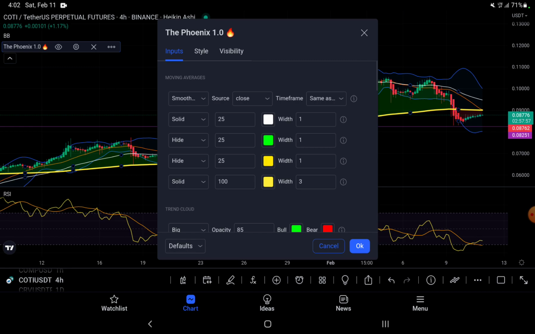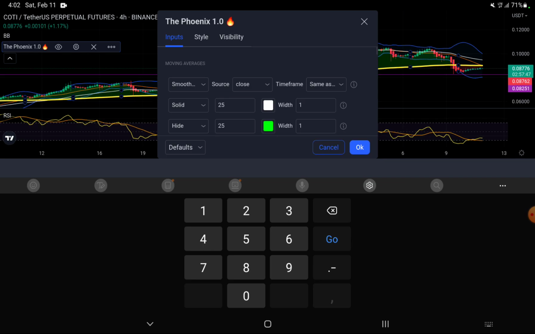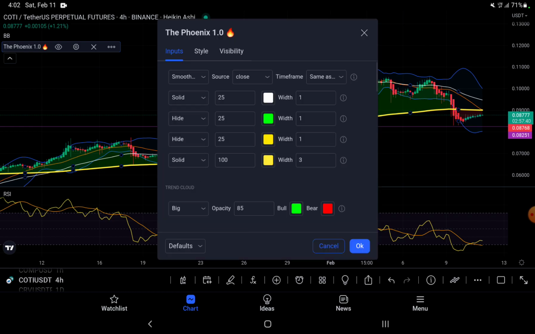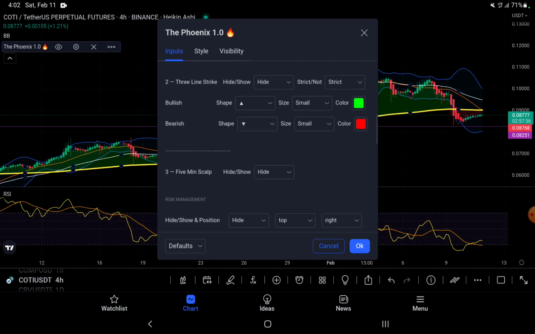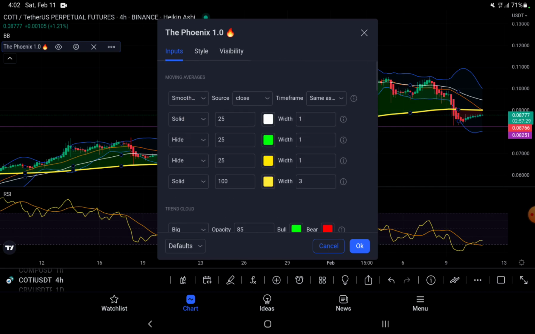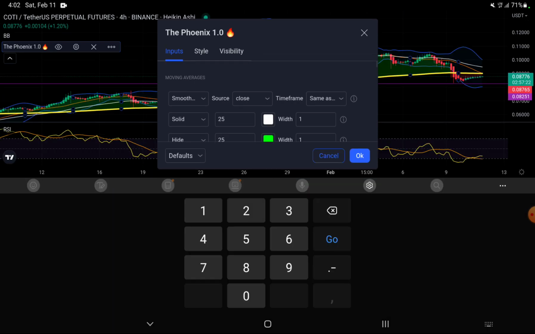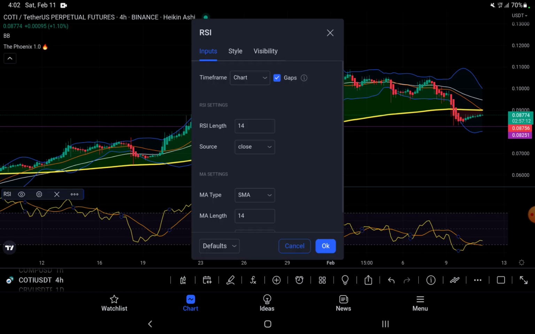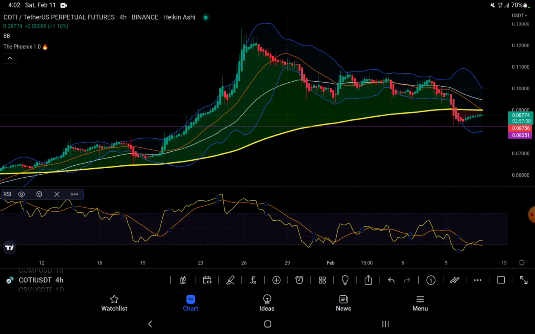All right, so I'm using the smooth moving averages, and I'm using only the solid 25 and the solid 100. And yes, I'm using my tablet right now. Let me keep going with that. Nothing else about this indicator. I have disabled everything else. I'm just using these two moving averages, the yellow one, the one of 100 at the bottom, and the white one is the one of 25. Okay, and I'm using my RSI at 14, right? So it's a really common usual RSI.